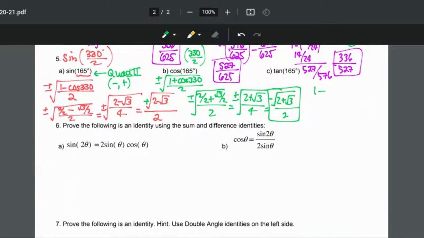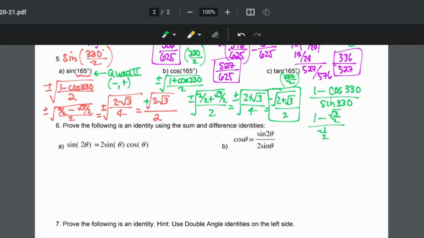So it was 1 minus cosine of the angle, which is 330 degrees, because remember 330 divided by 2 gives you 165, over sine of 330 degrees. So we know that cosine of 330 was root 3 over 2, and sine of 330 we can figure out is negative 1/2. And now we just need to simplify.